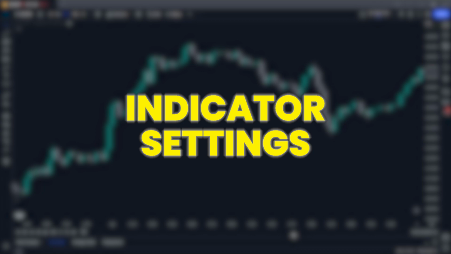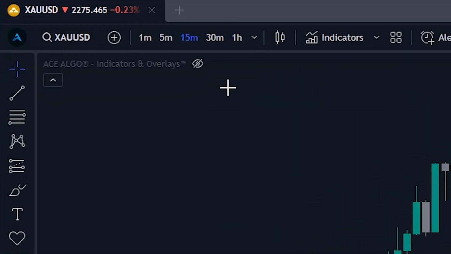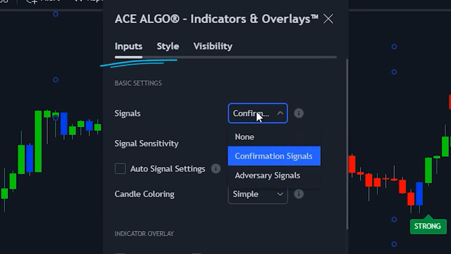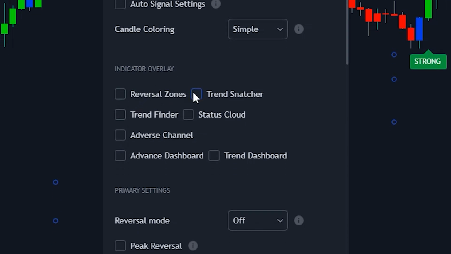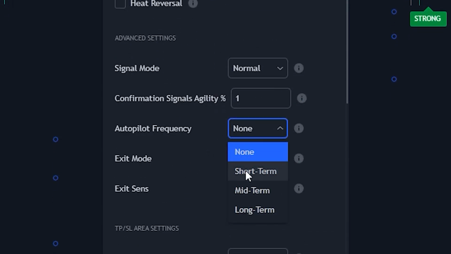Let's dive into the nitty-gritty of this indicator. Here are the settings you need to tweak for optimal performance. Head over to the input section and make sure to set the signals to confirmation signals. Then don't forget to flick on both the trend finder and trend snatcher. These are absolute game changers. Turn on the autopilot frequency to short term.